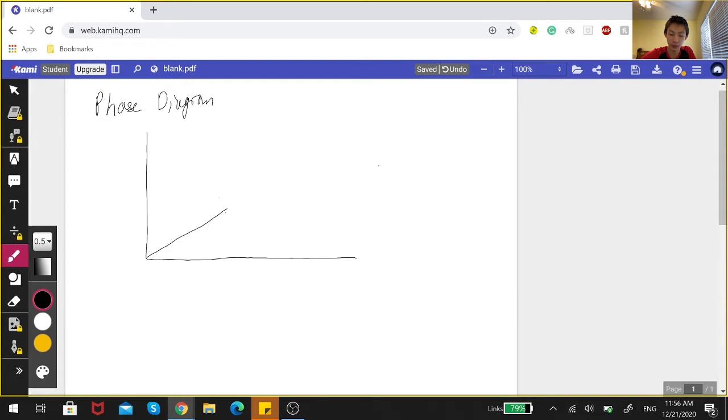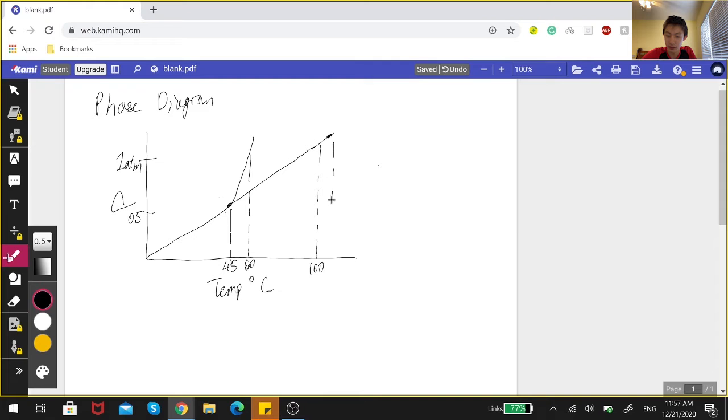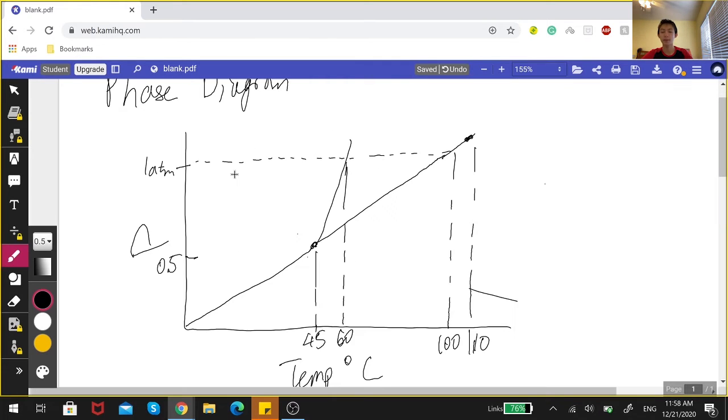We have one point over here and one point over here. Okay, so this is pressure over here and this is temperature in degrees Celsius. And then this point is 0.5 atmospheres, and this point is 1 atmosphere. Over here, this is at 45 degrees Celsius. This is at 60 degrees Celsius. This is at 100 degrees Celsius. And this is at 110 degrees Celsius. Alright, so this is how it looks.